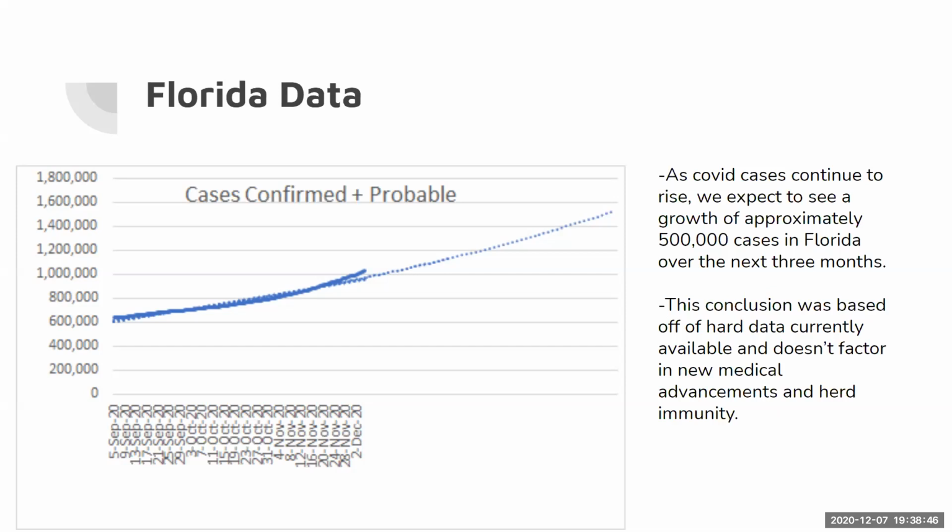This is without any external factors like the vaccinations.